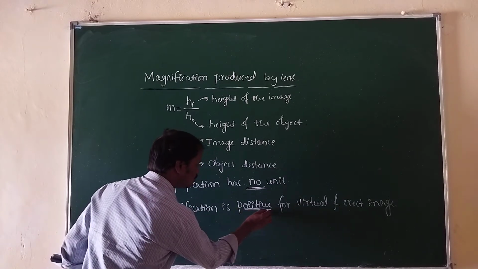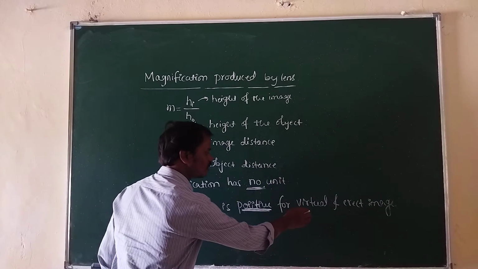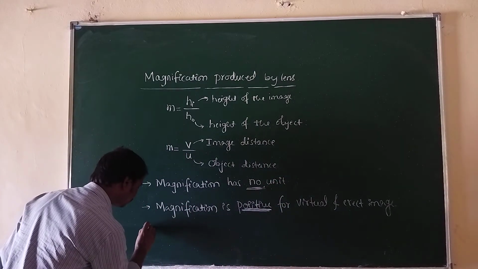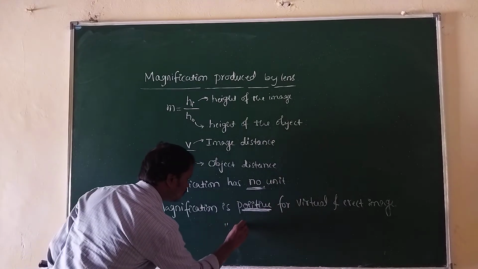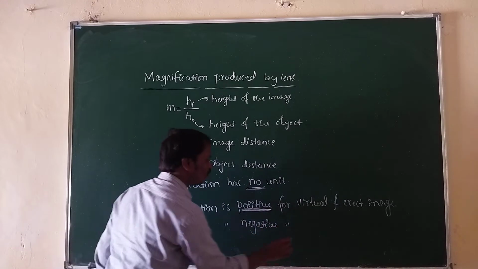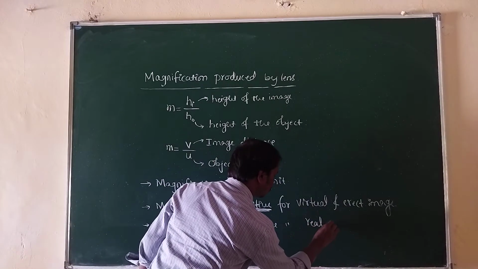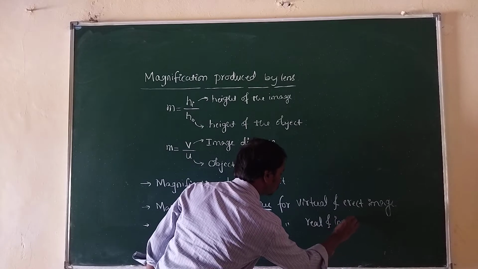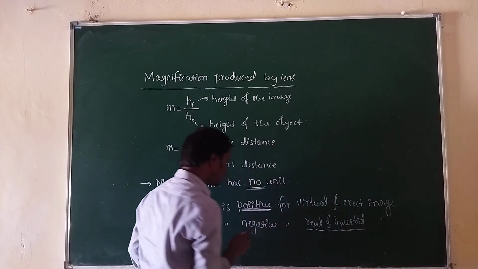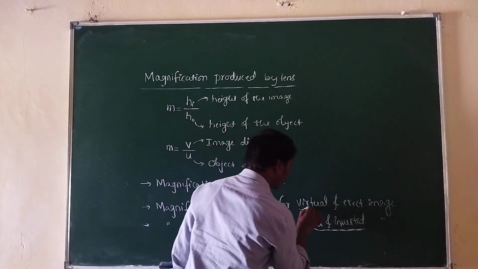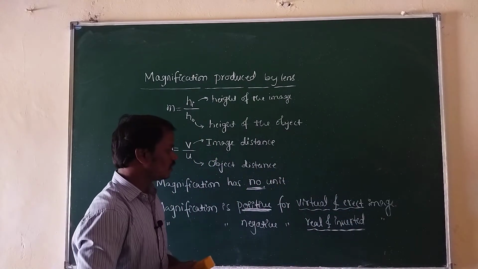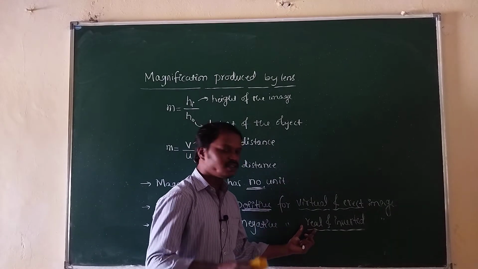So if the magnification is positive, then the image is virtual and erect. If the magnification is negative, it means the magnification is negative for real and inverted image. So magnification is positive for virtual and erect image, but magnification is negative for real and inverted image. What is a real image? An image which can be seen on the screen.